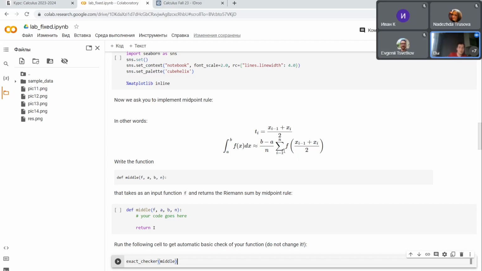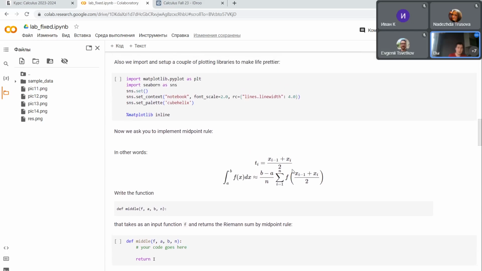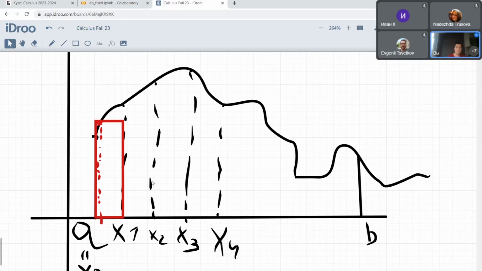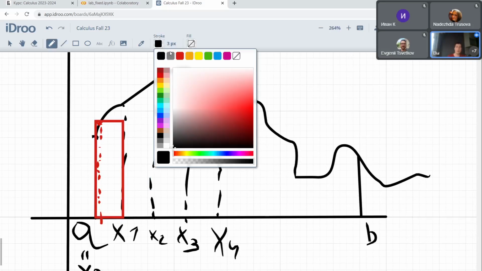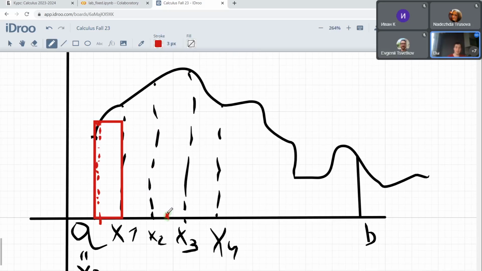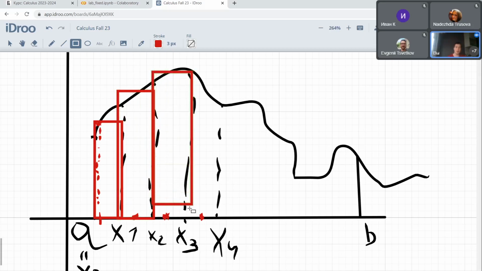We suggest you write a function that approximates the value of the definite integral, choosing the center of every segment. Here we take the center, here we take the center, and we build the corresponding rectangles, and we approximate the value, the total area, using this method.